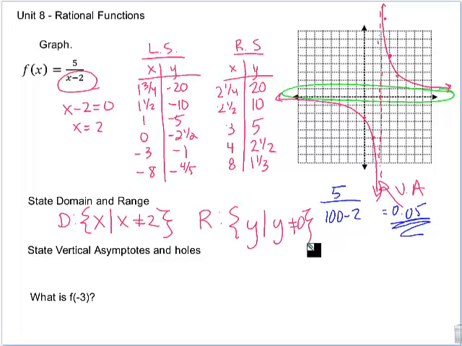State vertical asymptotes and holes. Well, we have a vertical asymptote. It's at x equals 2. Here we don't have any holes because we did not have something in the numerator and denominator cancel. And then finally, what is f of -3? Looking at our graph, -3 occurs 1, 2, 3. Here's x equals -3. We go down to our graph and see what our y value is. Well, our y value there is -1. So f of -3 is equal to -1.